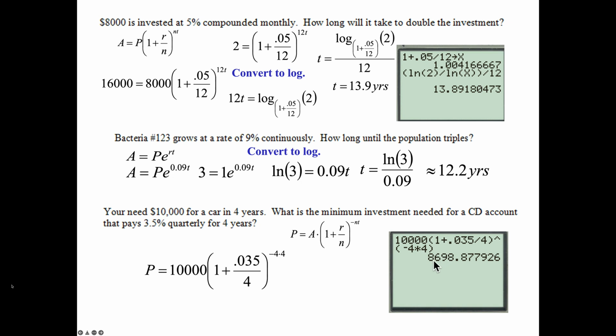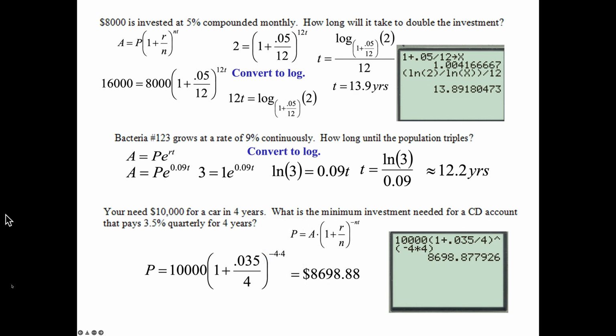So if you invest $8,698.88, round up always here, to make sure we get to it in 4 years, you just let the money sit. You have $10,000 for your car in 4 years. If that was a positive power, it's going to get bigger than 10,000. It would not make sense to invest, say, $12,000 to have 10,000 at the end. Why would you invest 12,000 to lose money? All right, can we agree with that? So there's my dollar amount.